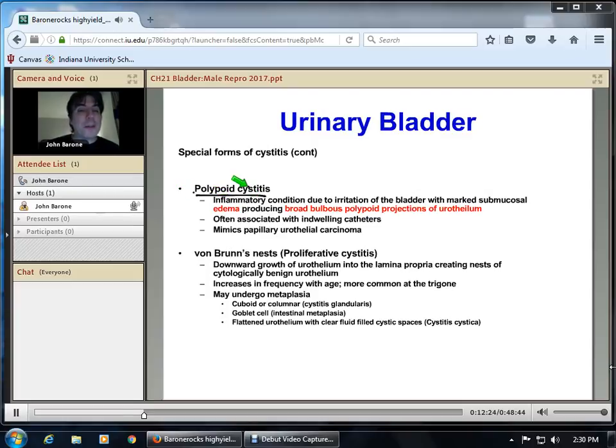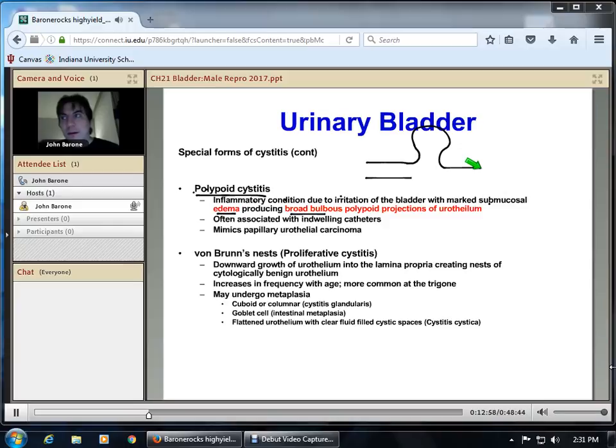All right, now there's two more forms of special cystitis. This one's kind of interesting, polypoid cystitis. So inflammation that makes the mucosa become edematous and it raises like a polyp. So it's an inflammatory condition due to irritation, and you'll see marked submucosal edema. When you get edema, you get these broad, bulbous polypoid projections. So if here is the mucosa coming along, all of a sudden you'll see this swollen, bulbous projection, big old polyp-like lesion.